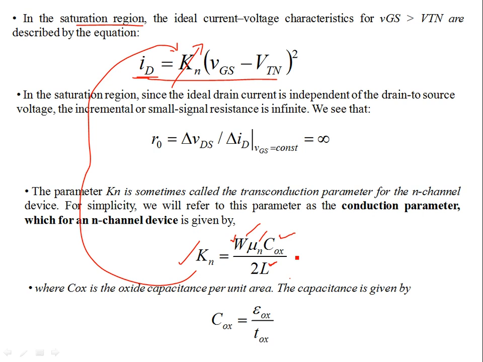So it's the designer's choice. If he chooses to increase the ratio of W to L, or increase the transistor width, you can have more drain to source current. But again, it depends on the geometry of the MOSFET.